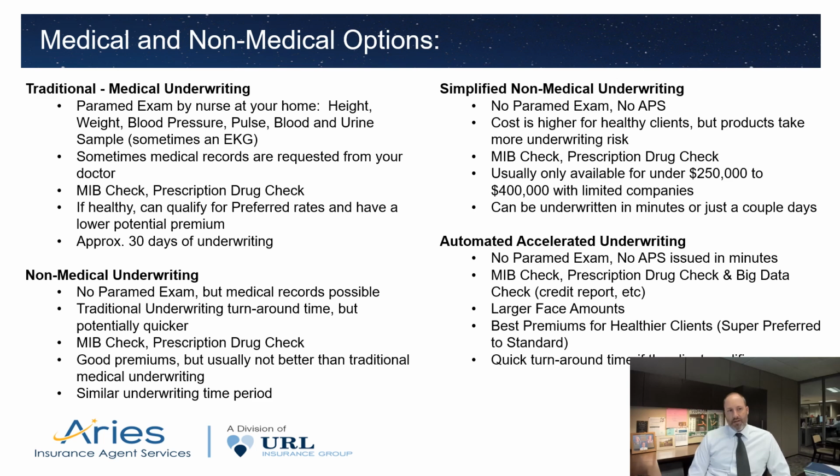So traditional medical underwriting requires a paramed exam by a nurse at the client's home or a facility, where they would get their height, weight, blood pressure, pulse, blood, and urine sample all done. Sometimes an EKG if it's a big enough amount. Generally those nurses will come to the client's home. It's free of charge for the client. There's no charge for doing this.